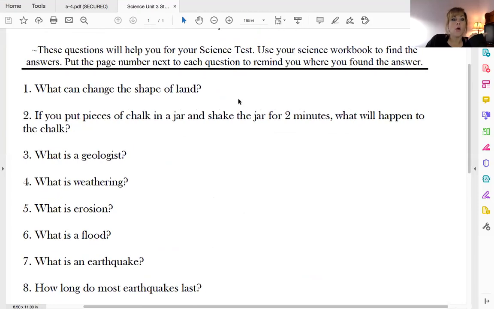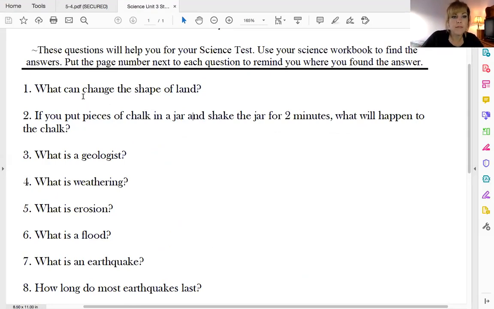All right, so what can change the shape of land? This whole unit, we've been talking about Earth's changes with landscape and what can change the shape of land. The biggest thing that we learned about is erosion. So I would say that wind and water are two things that can change the shape of land. So that's what I would have written for number one: wind and water. And that word that we've been talking about is erosion. We've been talking about that all of this unit and even a little bit of last unit too.